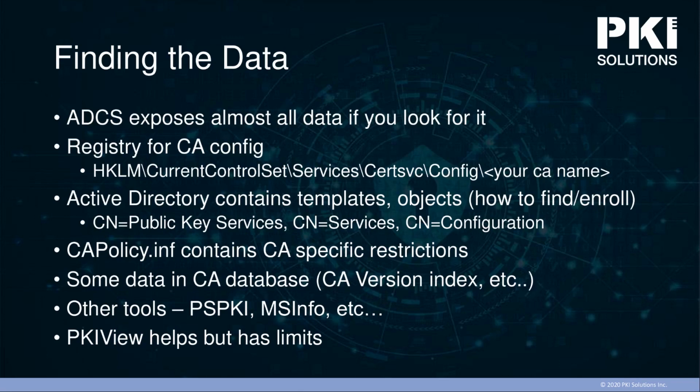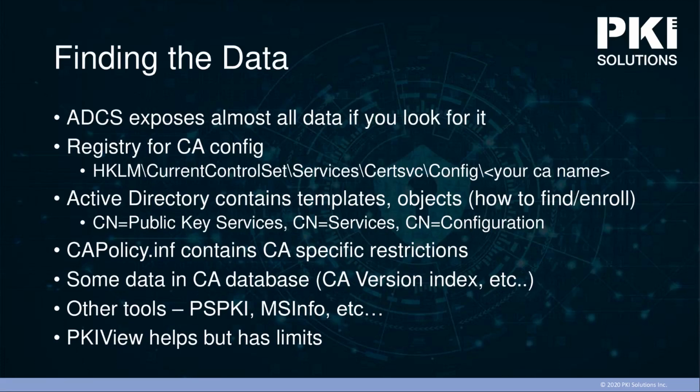It's just spread out in a number of places. So when we're talking about things that relate to our CA itself, whether it's what types of enrollment flags we have, database location, what our default template information is, and so forth, that's going to be in the registry. So HKEY_LOCAL_MACHINE, CurrentControlSet, Services, CertSvc, Configuration, and then your CA. All of those configuration things are primarily going to be sitting in the registry for the CA itself.